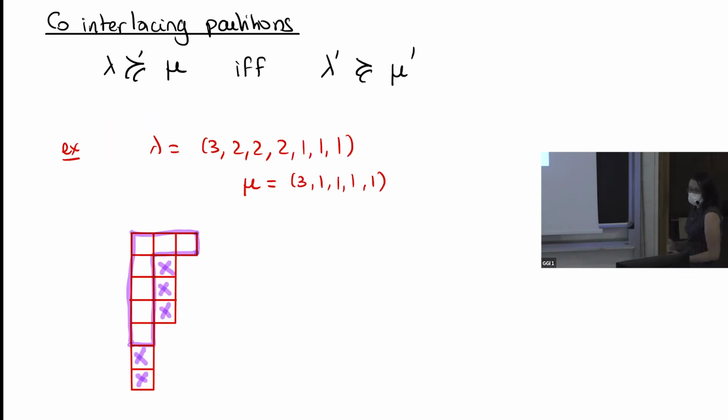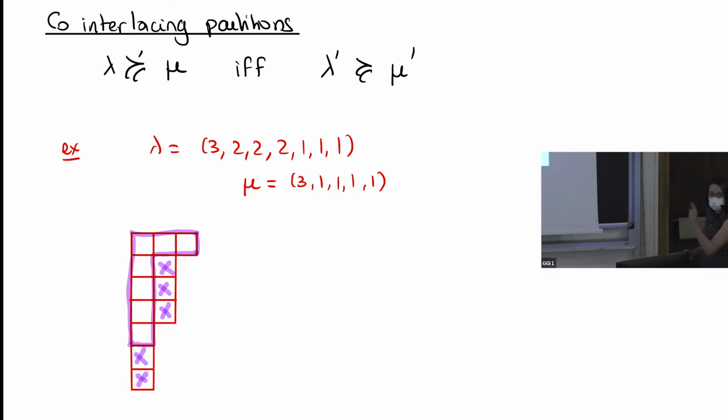So why do I care about that? Because you also have this condition of co-interlacing. I'm going to say that lambda co-interlaces with mu if and only if the conjugates of lambda and mu interlace. Think about the condition I gave you before: lambda and mu interlace if and only if the skew diagram has at most one cell in each row. When you conjugate, you get the same thing, except that two partitions co-interlace if and only if there is at most one cell in each column.